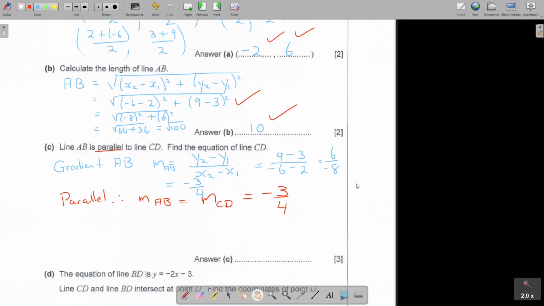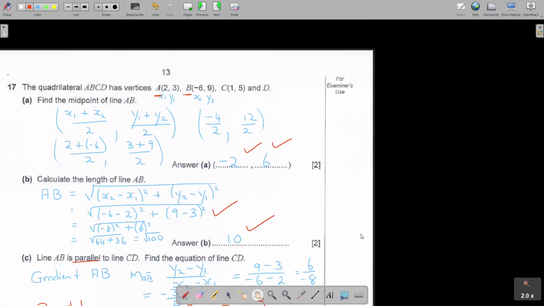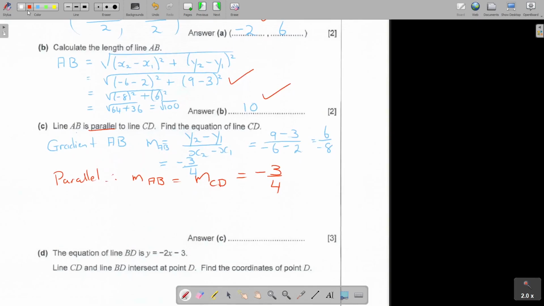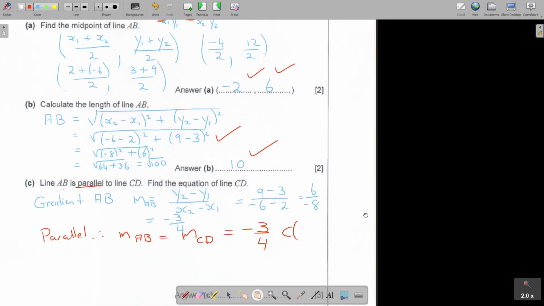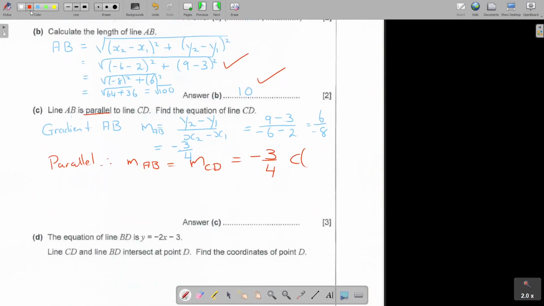Okay. Now I take any point. You can either take point C or you can take point D. Now let's just look at the points to see which one is better. Oh, you don't have D, so you must use C. You must still find D. So what is point C? Can I just write point C for you down there? Point C, and that was 1 and 5. And don't forget, that is x, y.